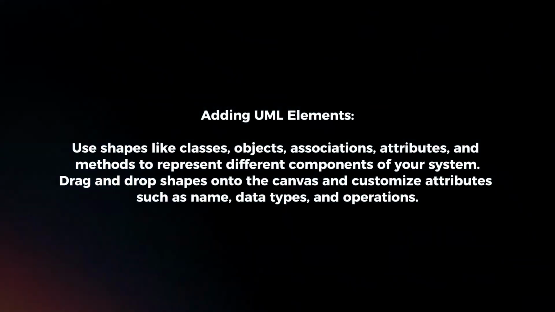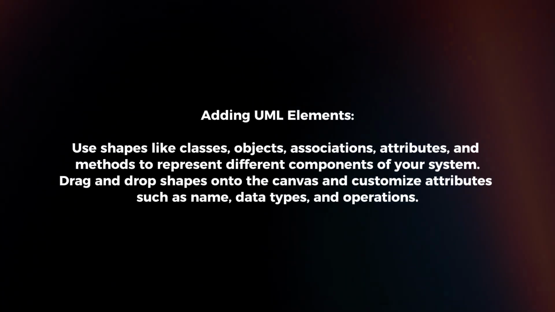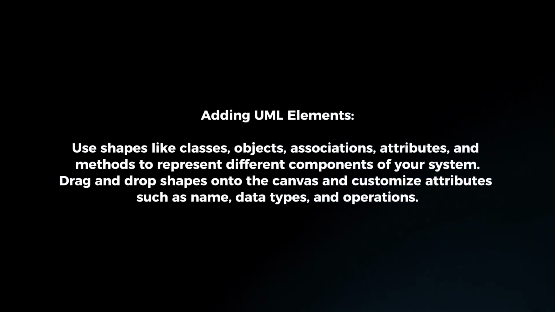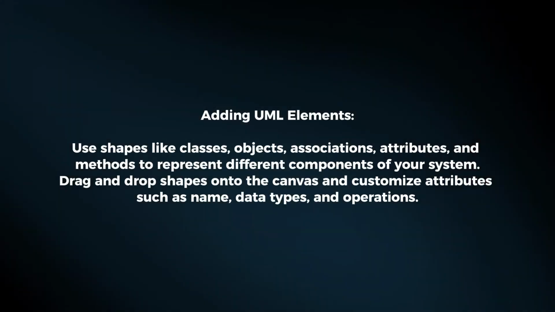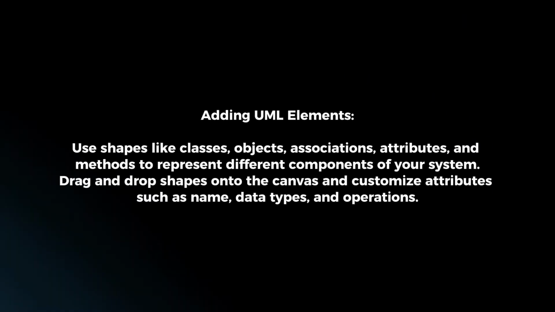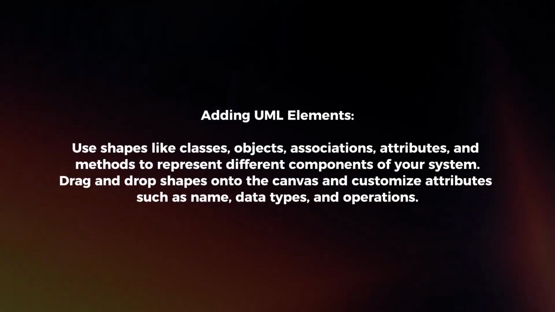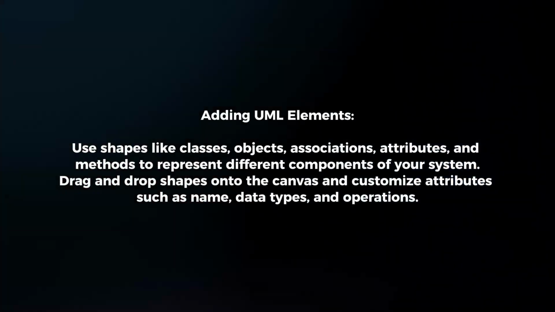Adding UML elements. Use shapes like classes, objects, associations, attributes, and methods to represent different components of your system. Drag and drop shapes onto the canvas and customize attributes such as name, data types, and operations.